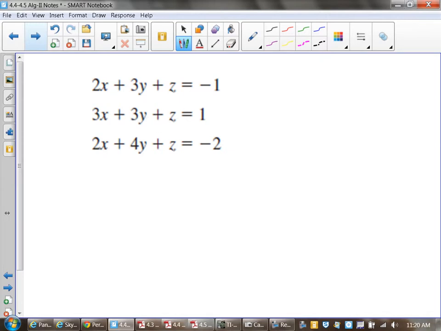Oh, I was going down. Wait, you can put them any way, right? No, you gotta keep them in order. What you're doing is you're creating a coefficient matrix. So the X's go down? Yep. X, Y, Z goes right on down the line.